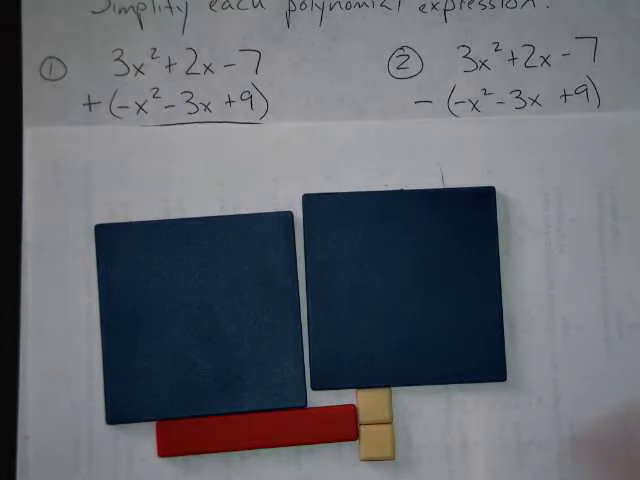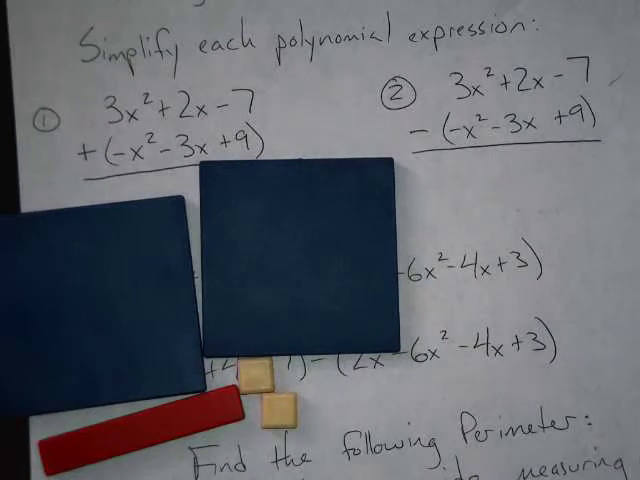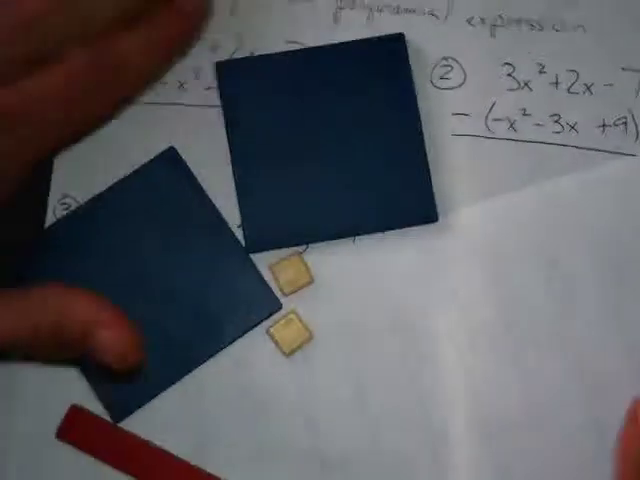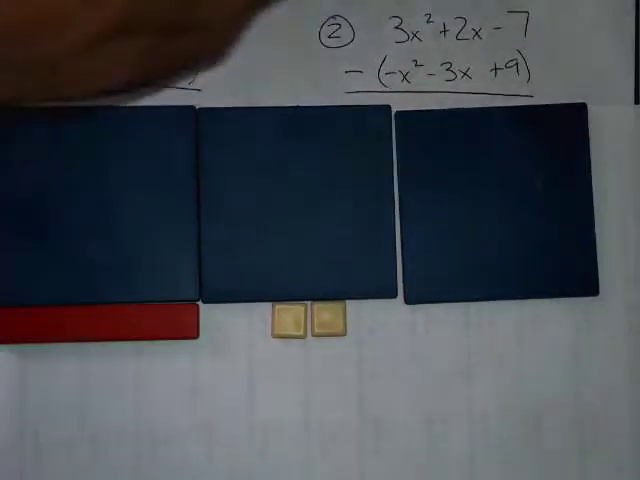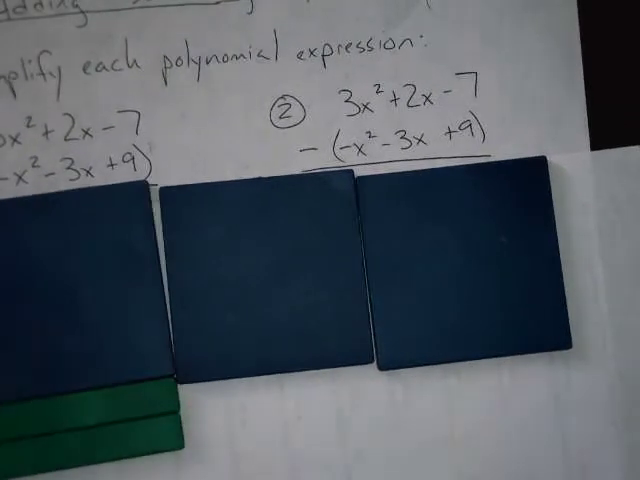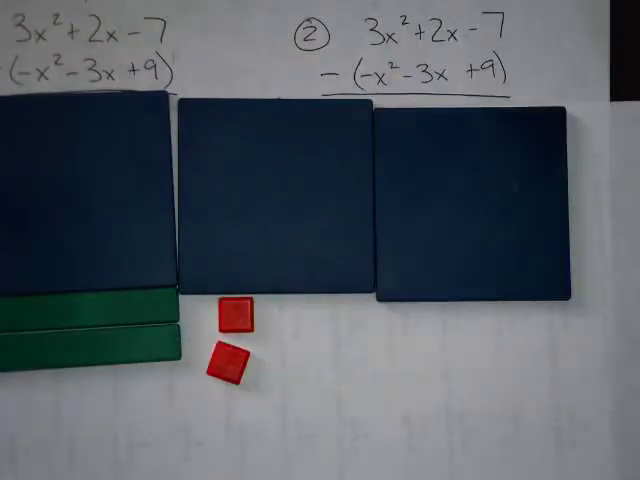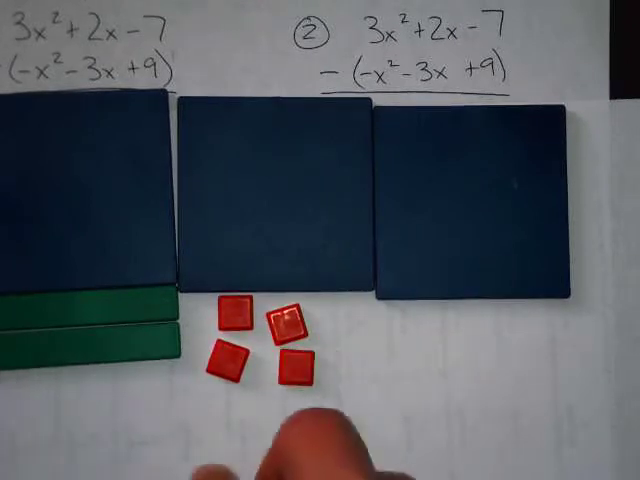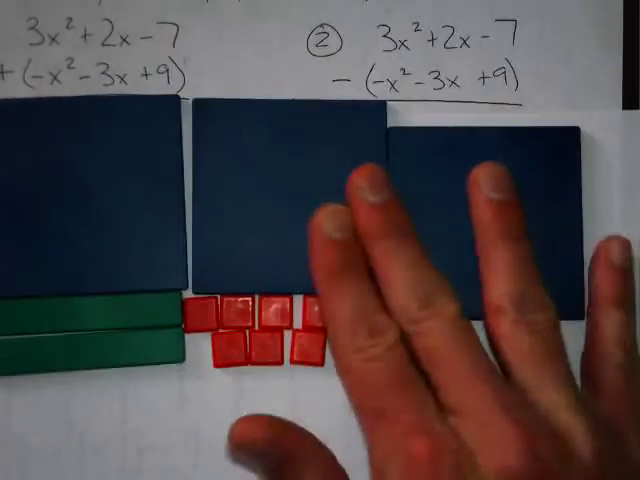Now we're going to do the same two polynomials, but this time we're going to subtract them. So we'll take a look at how that might be different. The setup remains the same, right? We're going to have algebra tiles with x squareds, x's, and units. So we'll do the exact same setup. We'll have our 3x squareds, our two x's, and our minus 7. So there's 1, 2, 3, 4, 5, 6, 7. So that again is the first polynomial, 3x squared plus 2x minus 7.